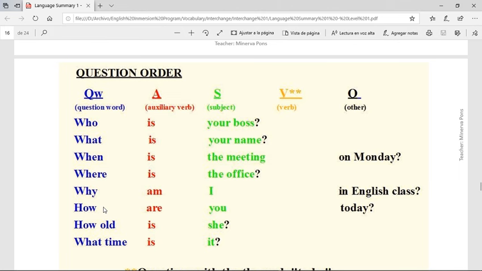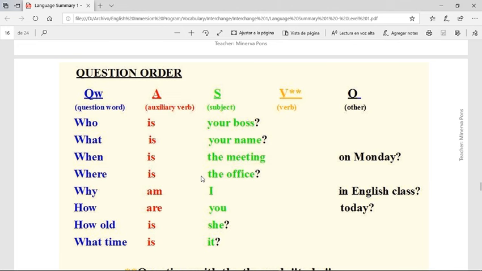And we first start, as we were saying, with a WH word, then the auxiliary verb, that is the verb be: who is, who are, I am, and then we have the subject. Usually in sentences we have the subject and then the verb be, but here we have it the other way. We have the auxiliary verb be and then the subject. Who is your boss? What is your name? When is the meeting? Where is the office?